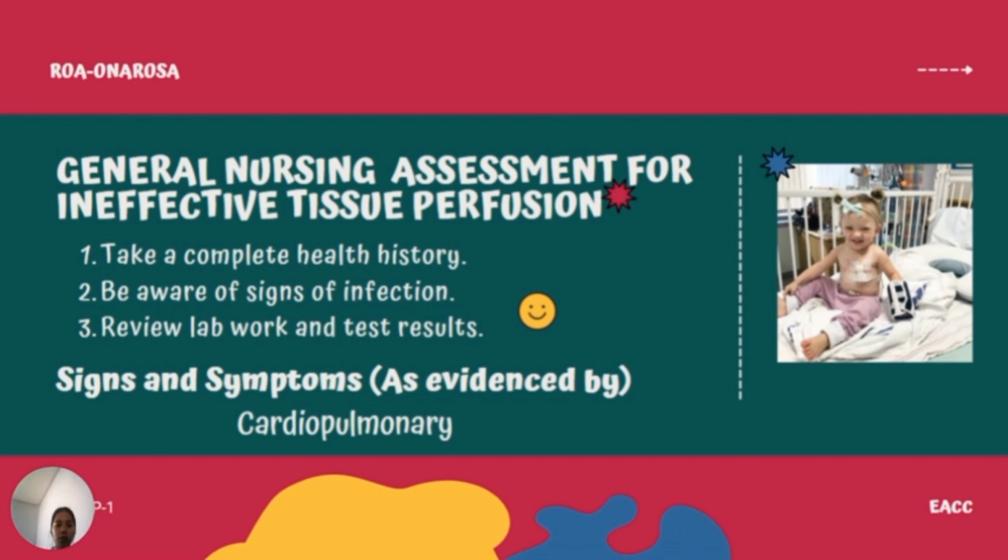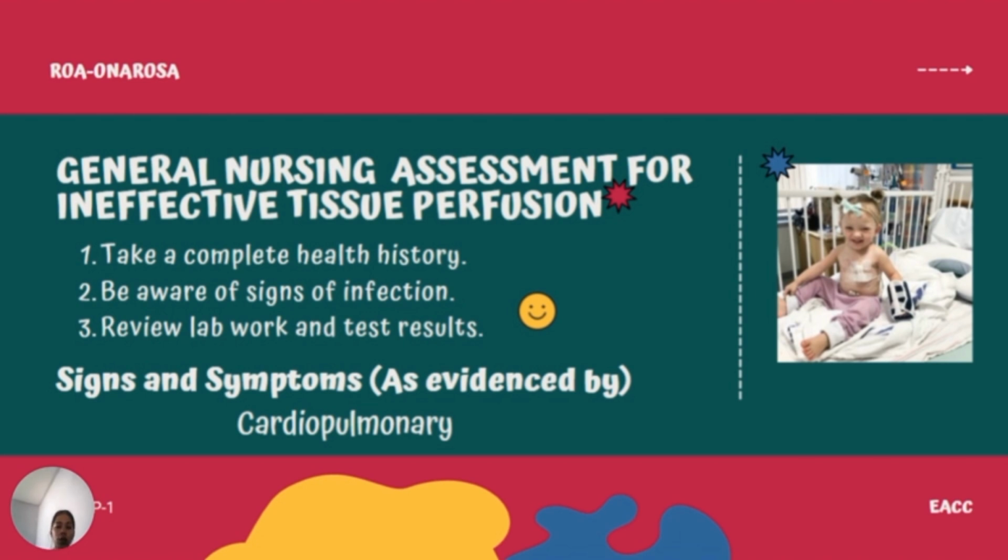So number one, take a complete health history. So i-assess mo yung client for acute and chronic condition na nakaapekto sa perfusion. So kung meron ba siyang blood clots, myocardial infarctions, congestive heart failure, vascular disease, and organ failure. So lahat yun is i-consider that certain condition na nakakaapekto sa perfusion of multiple body system.